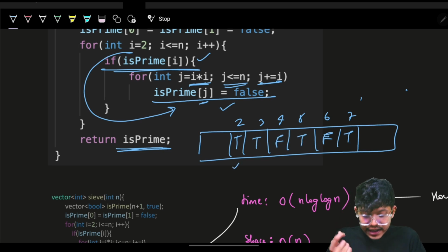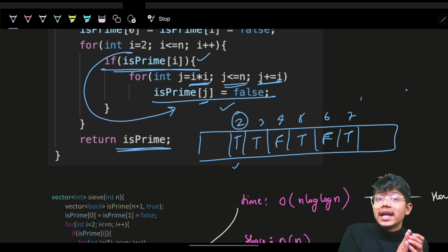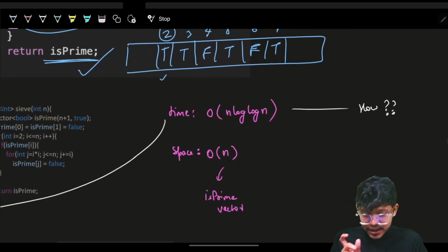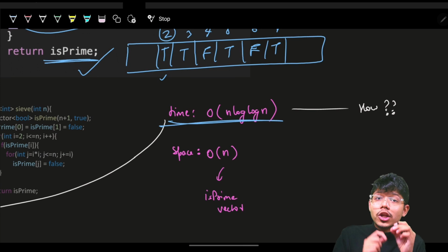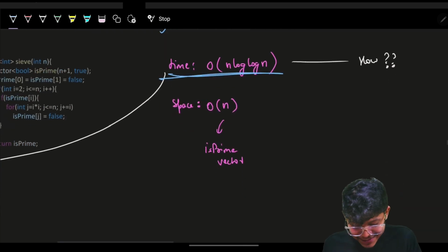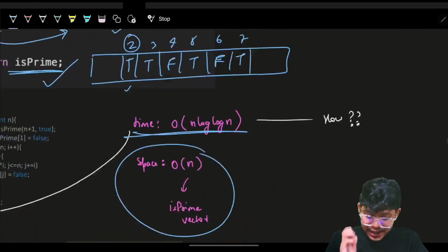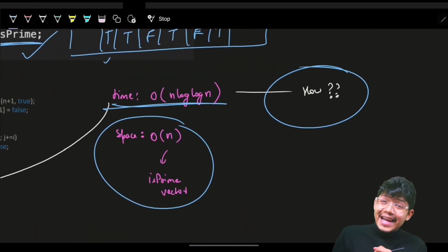So this true indicates that this index I is a prime or not. This is what this array will return. Now comes the most interesting part. Its complexity is O of n log log n, and space is O of n, because you saw that you are actually making an O of n space right here. Now, how is this O of n log log n?